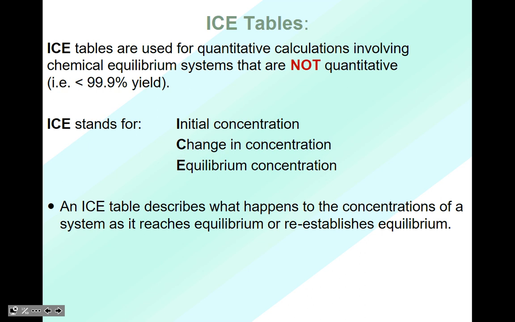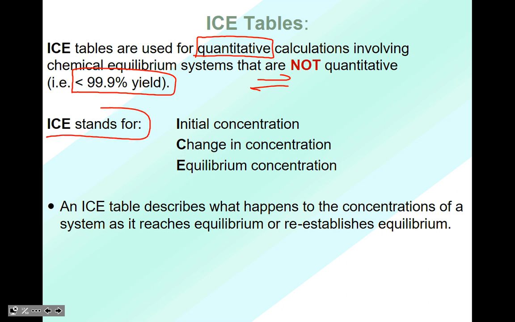ICE tables are used for quantitative calculations involving chemical equilibrium systems that are not quantitative. So they're not higher than 99%, they're actually less than 99%. That means there's that double arrow, and we have to use ICE tables. Most of the time, this is what happens. Very rarely do examples go just to the forward reaction.